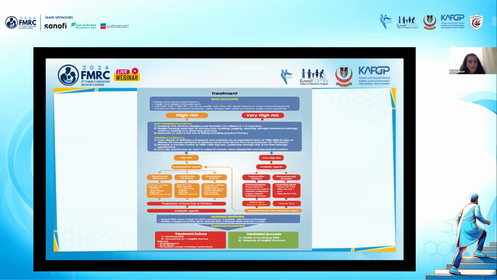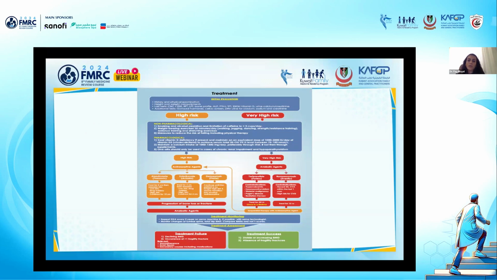Okay, so this part of the algorithm is the treatment part. It is a bit crowded, but we will simplify it. So you will have your initial evaluation, as we said. You will FRAX the patient. You will order the important labs, including the patient's bone profile, thyroid function test, parathyroid test, vitamin D, and urine calcium to creatinine ratio if you are starting treatment.